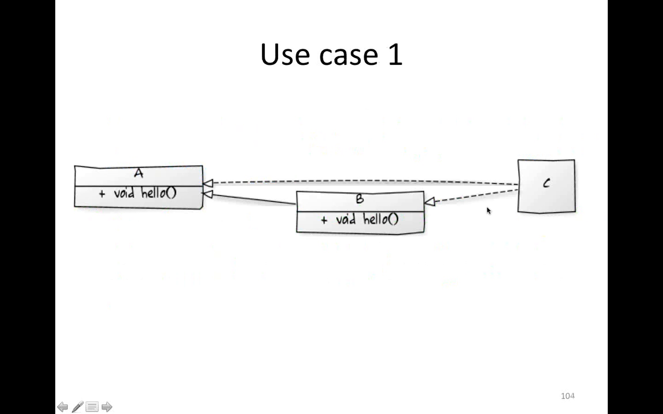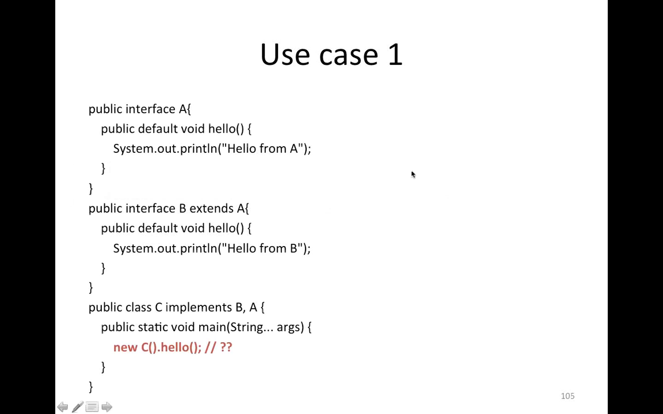Here's the first use case. We've got a class C that implements an interface B, providing a default implementation for hello. And this interface B is extending the interface A, that also defines a default method called hello. So in code, it looks like this. Can you guess what the output of the program will be? So if I instantiate an object of type C and call the method hello, what will get printed?